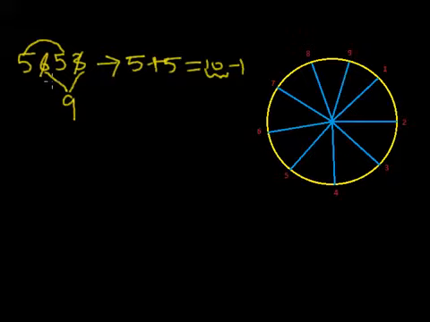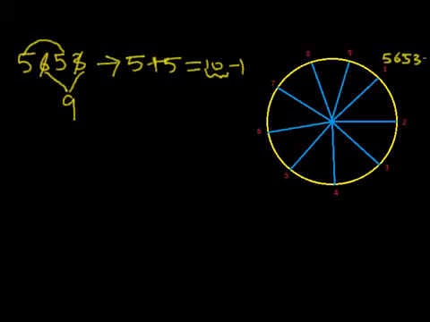So 5653 can be placed on the spoke of 1. 5653 can be placed there.